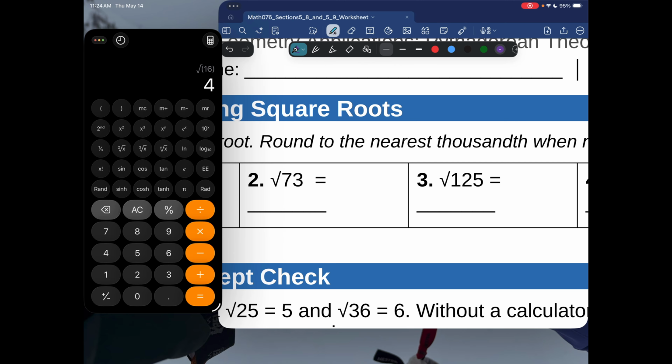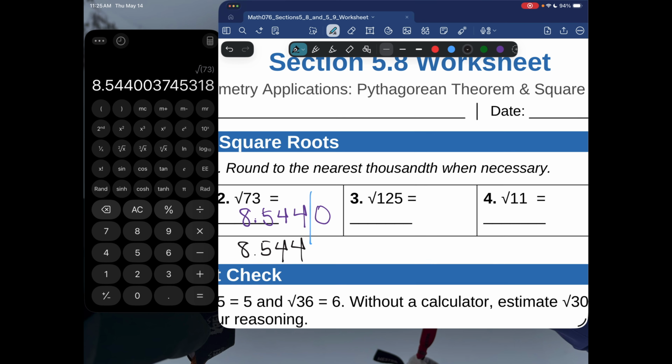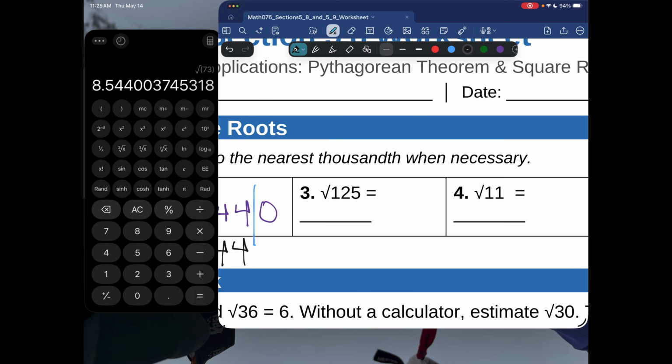Square root of 73. So I take 73, I take the square root, enter, and I get 8.544. And I want to round to the nearest thousandth. So I draw my line after my thousands, and I determine whether I am rounding up or rounding down. I am rounding down. So my answer is 8.544. Awesome. Okay. Let's do number 3.